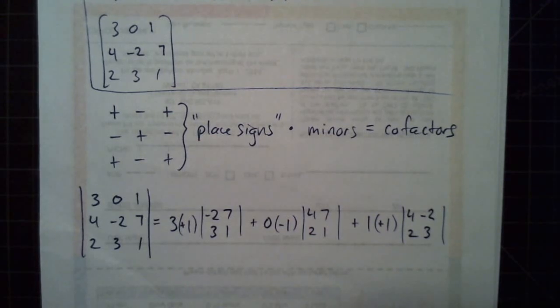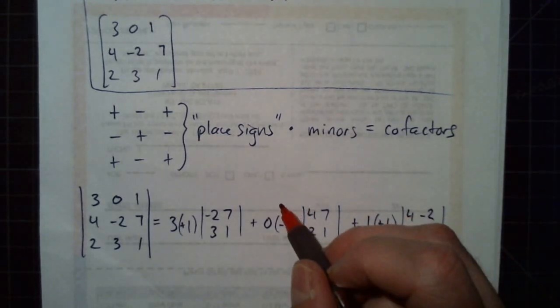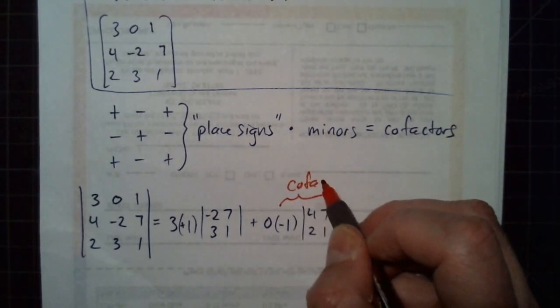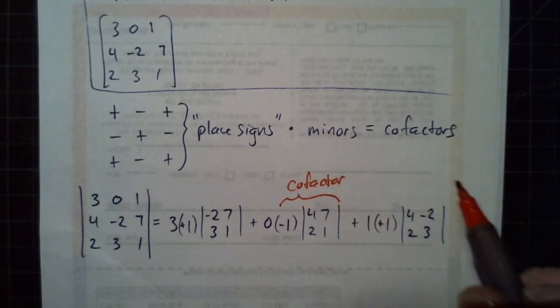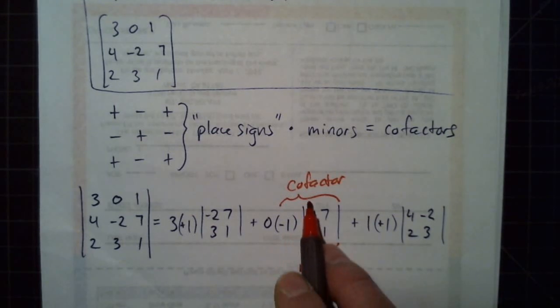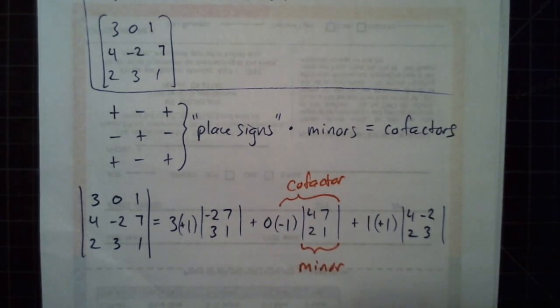So the vocabulary here is this whole thing is a cofactor, and this part of the cofactor is a minor. When you multiply the minor by the place sign, we get what's called a cofactor.